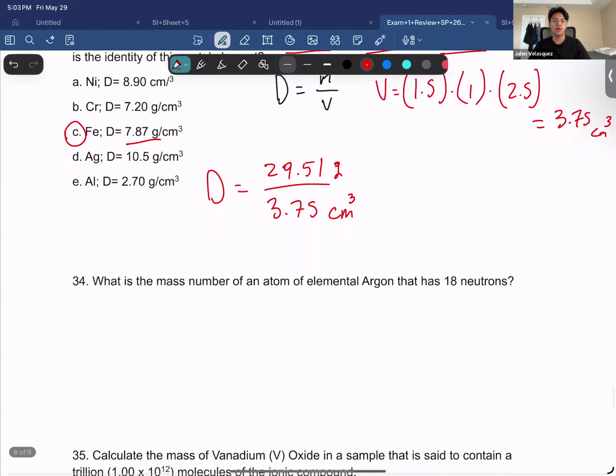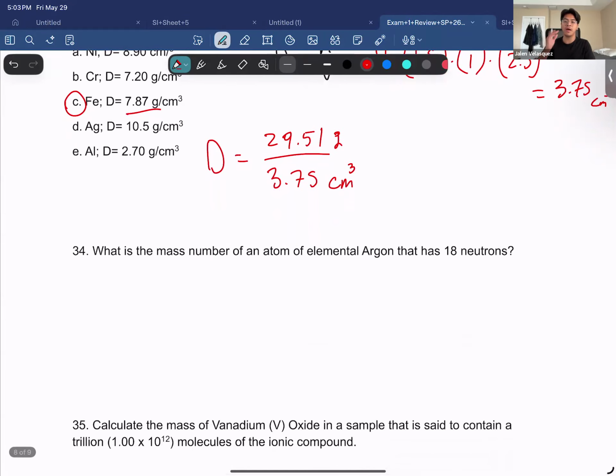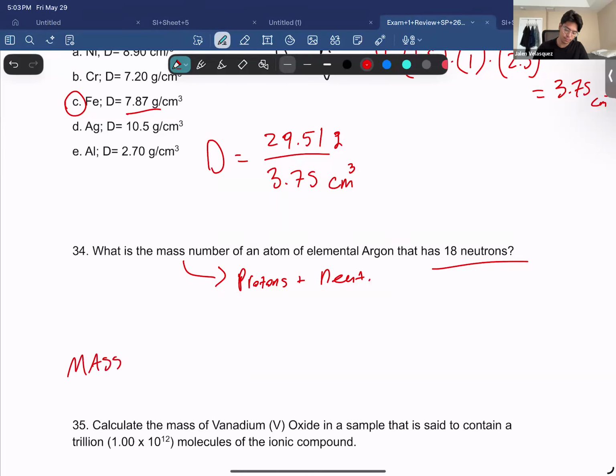All right, number 34 here. What is the mass number of an atom of elemental argon that has 18 neutrons? So remember, mass number, this is the protons plus the neutrons, right? So I'm given the neutrons, and I can find the number of protons just from the atomic number on the periodic table. So argon is number 18. So we have 18 protons plus 18 neutrons. So the mass number is going to be 36 AMU.